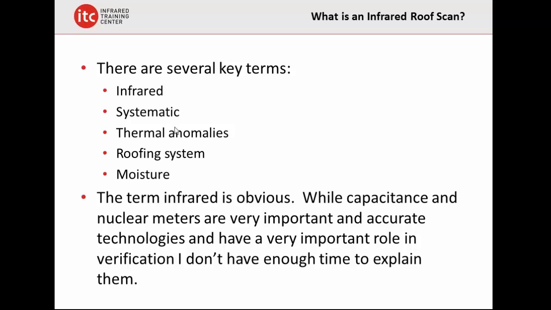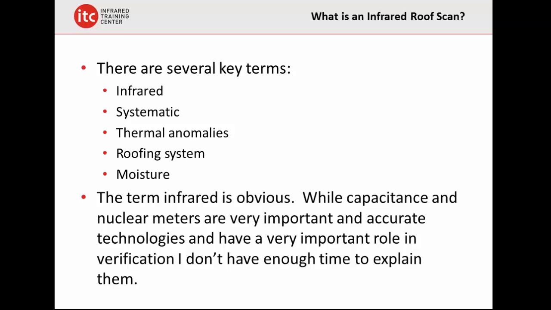And of course, the term thermal anomalies, we already talked about that. And please understand that a roof isn't just a roof, it's an entire system. It's got some structure to it. It has some insulation, has a weatherproofing, has a membrane. So it's an entire system. You just have to understand that system, and so you have to treat it as a system.